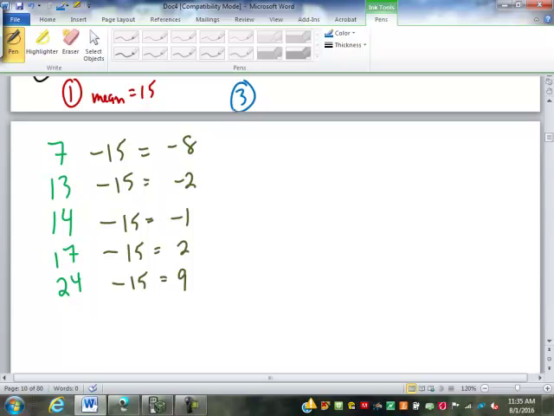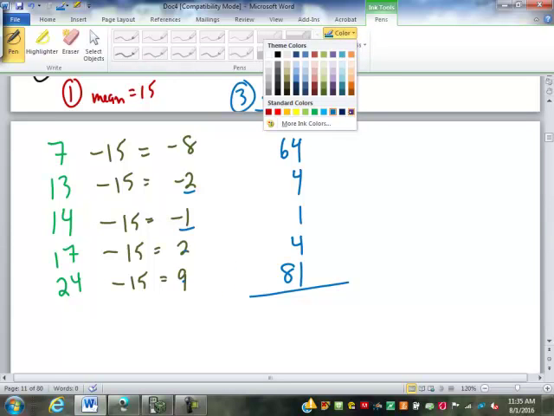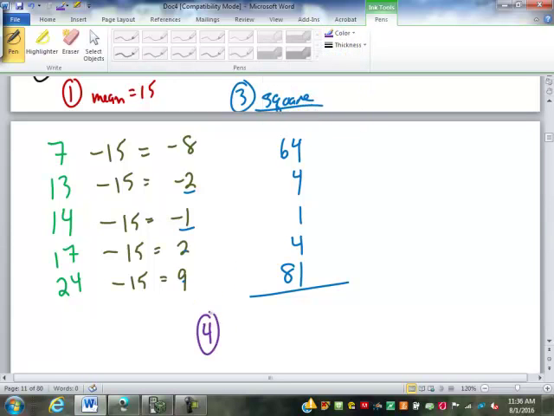What's step 3? Square each. Good. Negative 8 squared is 64. Negative 2 squared is positive 4. Negative 1 squared is positive 1. 2 squared is 4. And 9 squared is 81. And then find the total. Find the sum. Which is what? 154. Works for me.